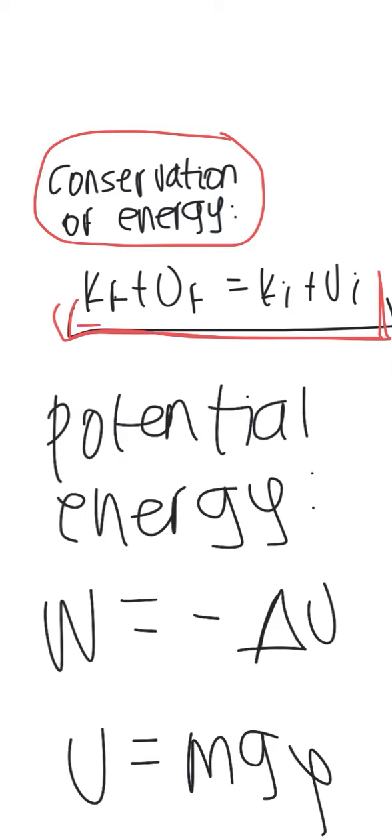And even though K final and K initial are different numbers, when you add them with U final and U initial, it's going to equal the same number. They're equal to each other, which means that the energy was conserved.